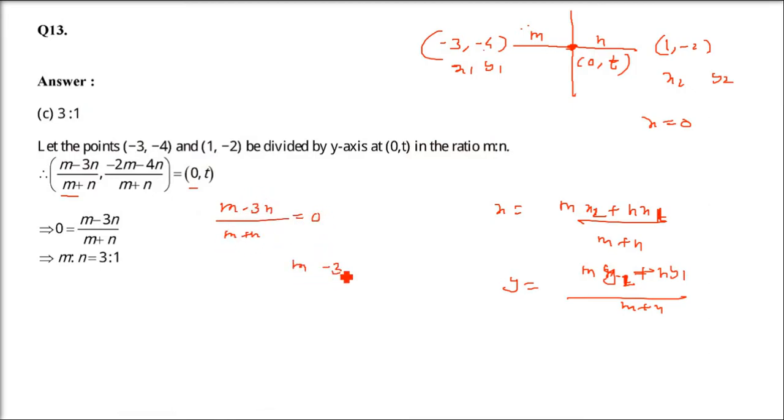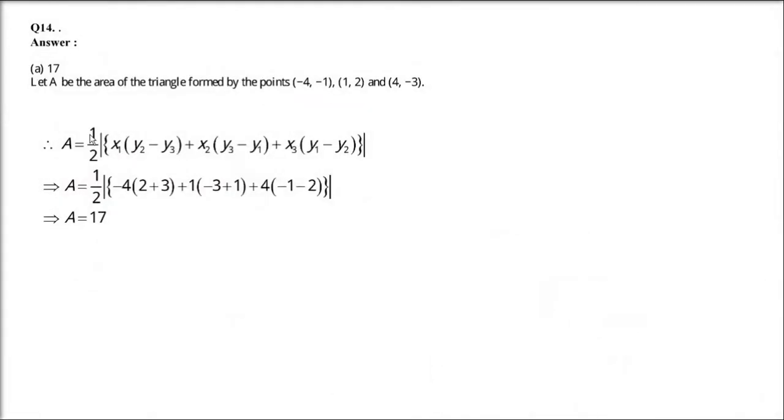Y axis we are dealing with. So m minus 3n eventually equals 0. The numerator is 0 because the term is 0. So m minus 3n is 0, m equals 3n, m by n equals 3, you can write it as 3 by 1 also. So m is to n is 3 is to 1. So 3 is to 1 is the answer.